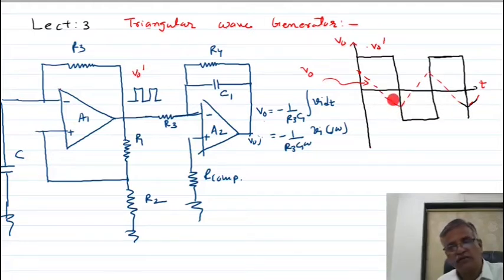For a triangle wave, as frequency increases, the amplitude decreases, because as frequency increases, the reactance of the capacitor decreases. As a result, the amplitude decreases. The resistor R4 is connected to avoid the saturation problem at low frequency that we have seen in an integrator circuit.